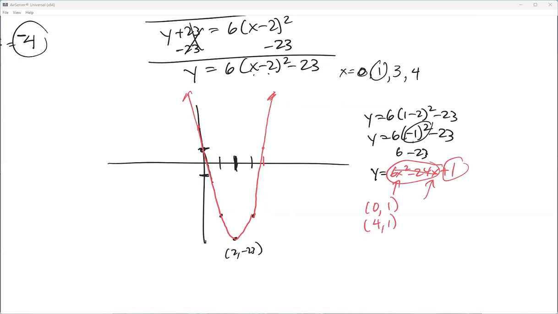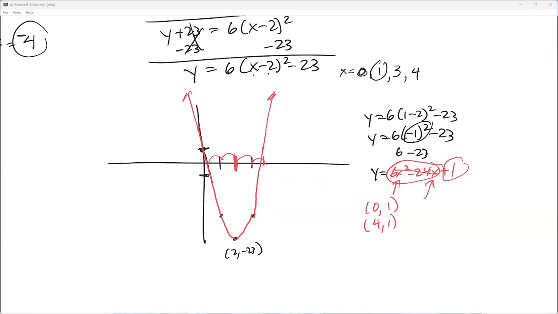So the coordinates I got were 0, 1, 4, and 1, right? How did I get 4, 1? Because here is the vertex right here. Whatever y value I get 2 on the left, I'm going to also get 2 on the right, okay? Because it's symmetrical, okay? So, yeah, that's that, all right?